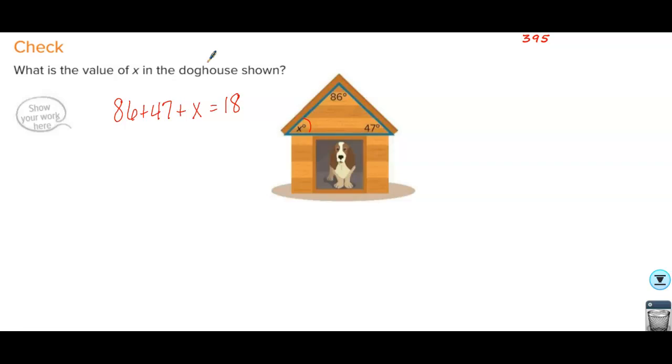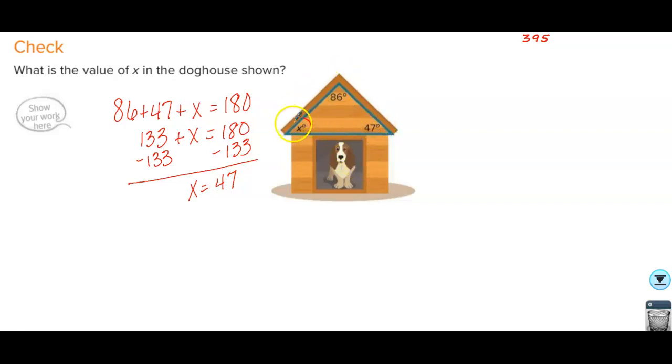86 plus 47 equals 133. That's supposed to be 180. Now we want to get x by itself, so we'd subtract 133 from both sides. And we get that x is 47 degrees. Interesting. Those are both 47.